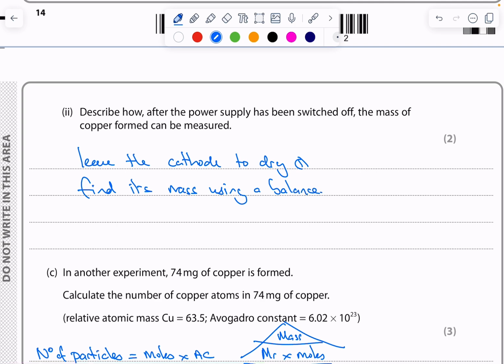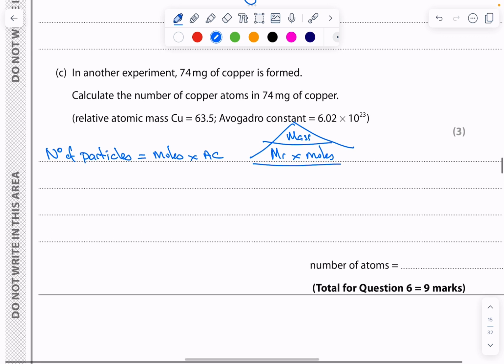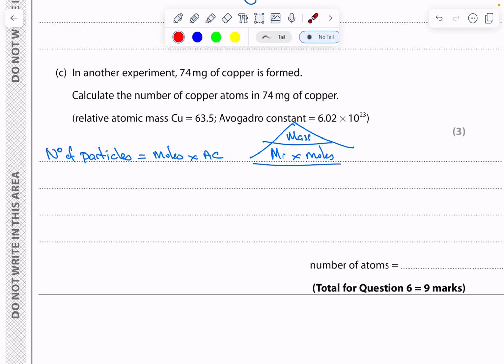Okay, right, next question is a calculation, and they're giving a lot of marks to this calculation. There's a number of steps and a number of traps in here that we could fall into. What I've done is I've put down 2 triangles that we're going to use today. So we've got Mr. Moles and we've got the number of particles is moles times AC.